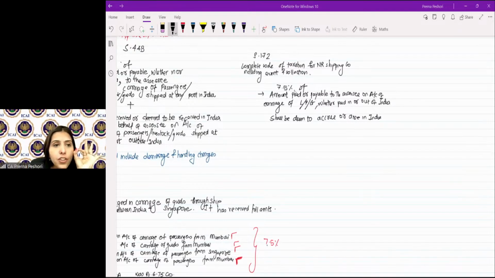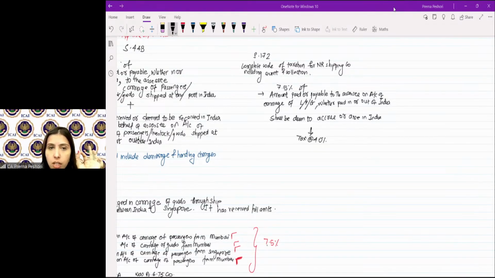So this is how it is different from 44B. It just says 7.5% of the amount paid or payable on account of carriage, whether payable in India or payable outside India. The tax here is going to be on the 7.5%. The tax is going to be at the rate of 40%. Tax shall be at the rate of 40% on this amount. Are we clear? Whether that ship owner is an individual or a company, there is going to be a tax rate of 40%.